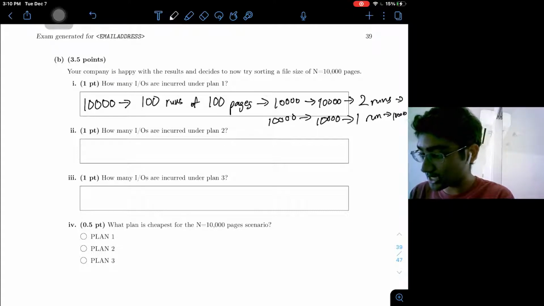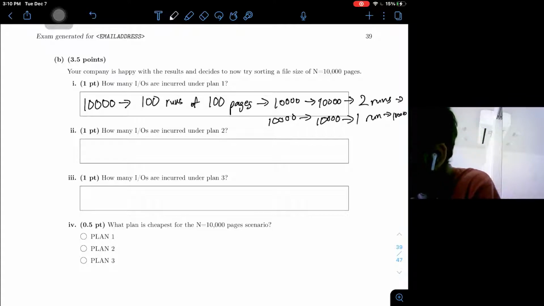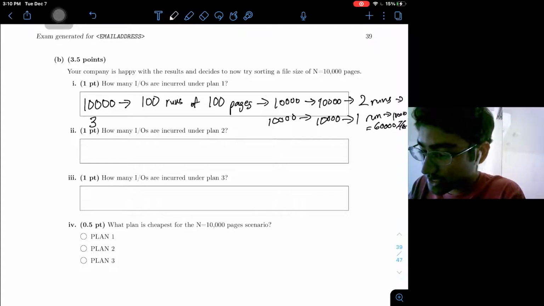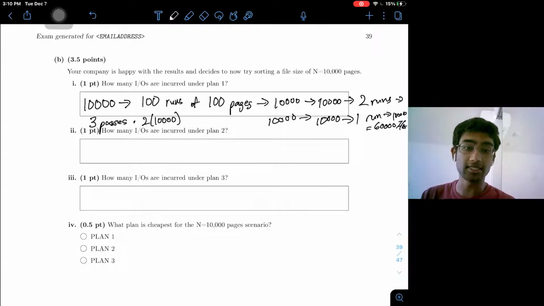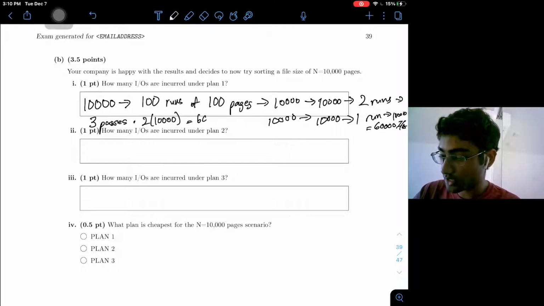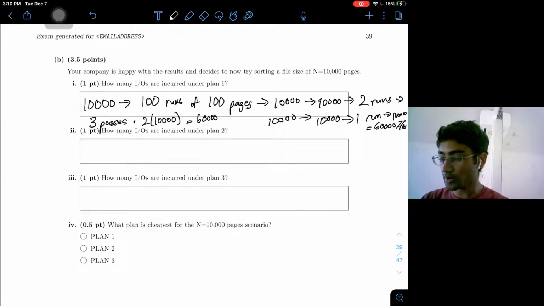And so in this case, if we add all that up, we have 60,000 IOs. And if we put that in terms of the formula, we had 3 passes because we had the 1 conquer pass and then 2 merge passes. And you multiply that by 2 times the number of pages, n, which in this case is 10,000. So 3 times 20,000 is equal to 60,000. Then we're asked how many IOs are incurred under Plan 2.